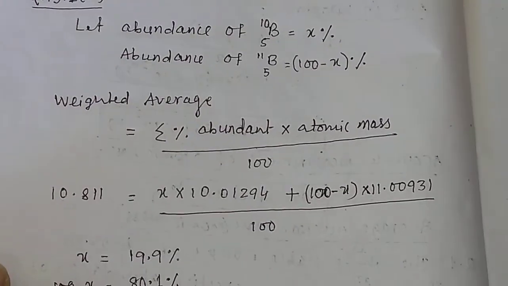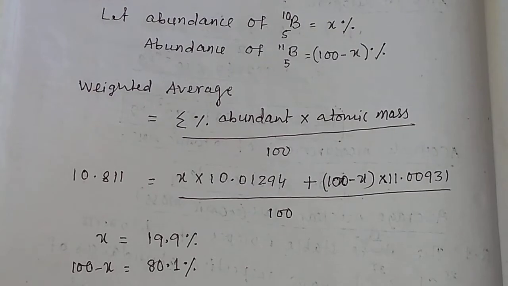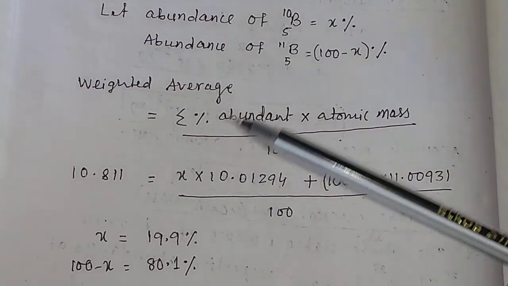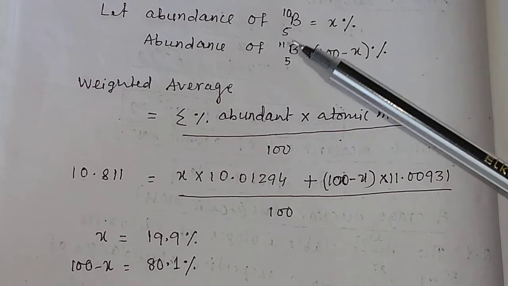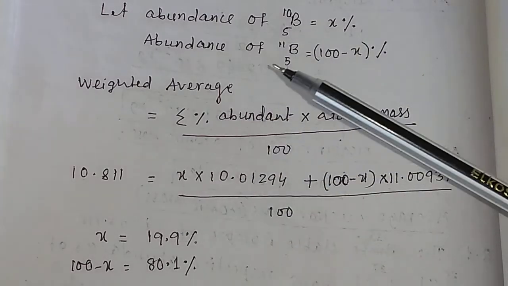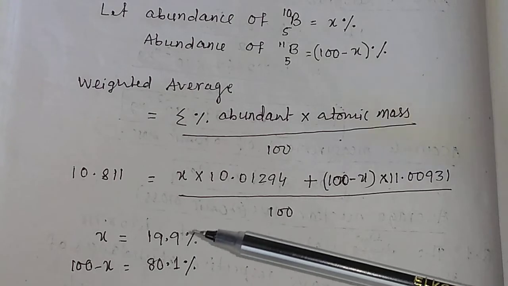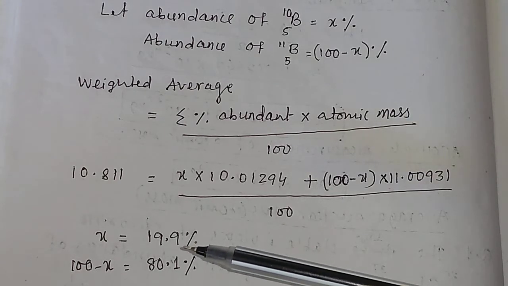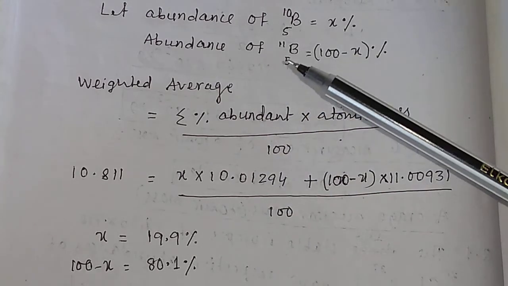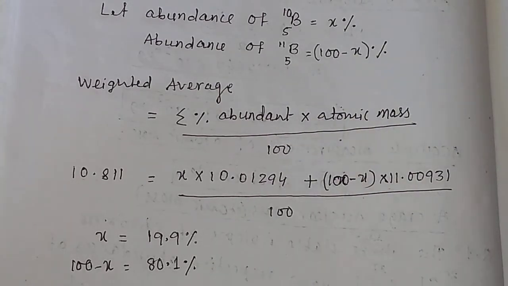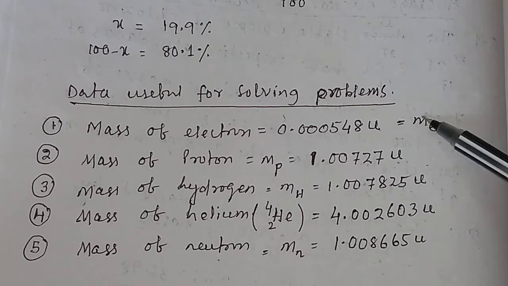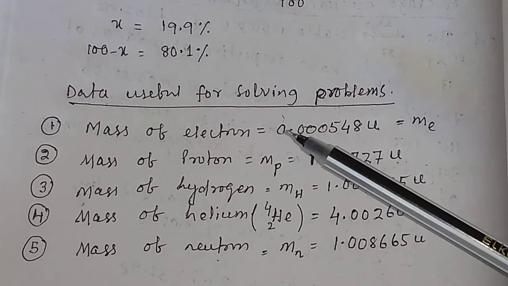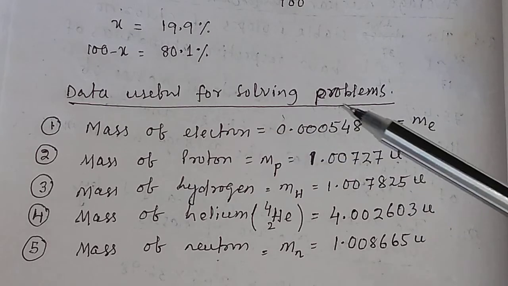From this you can calculate the value of X, that is the abundance of boron 10, and once you calculate it, you can easily find the abundance of boron 11, that is 100 minus X. So the abundance of boron 10 is 19.9% and the abundance of boron 11 is 80.1%. For solving problems you need to know these data, which are useful.